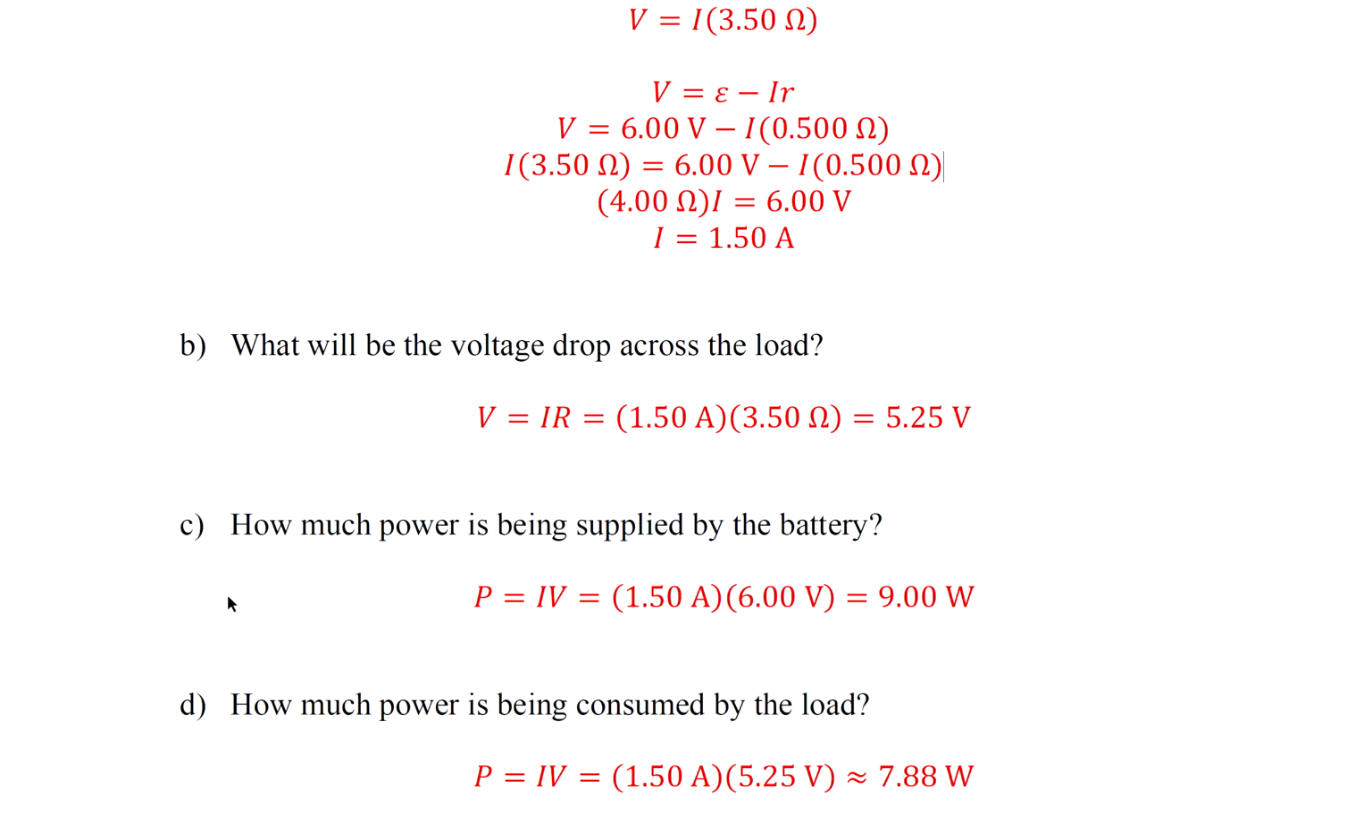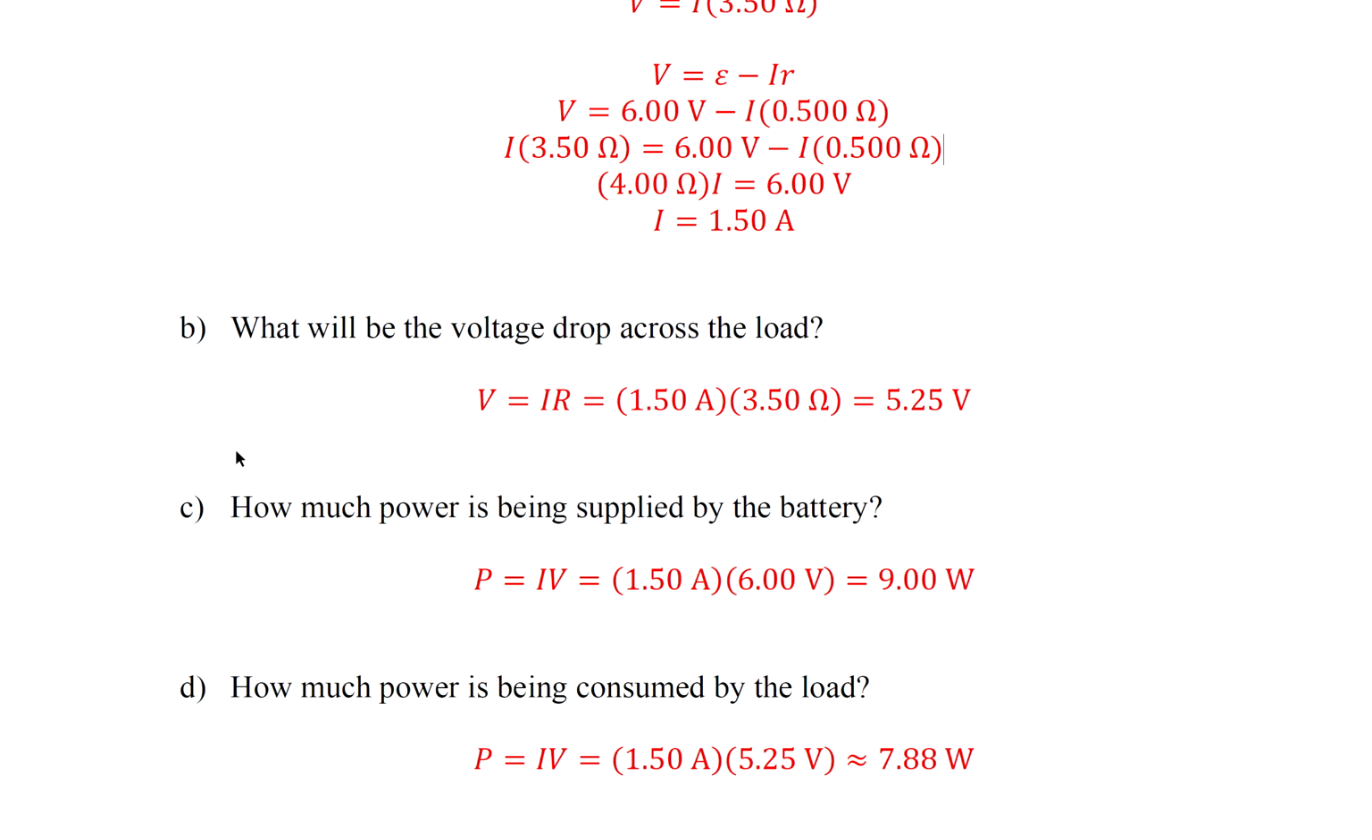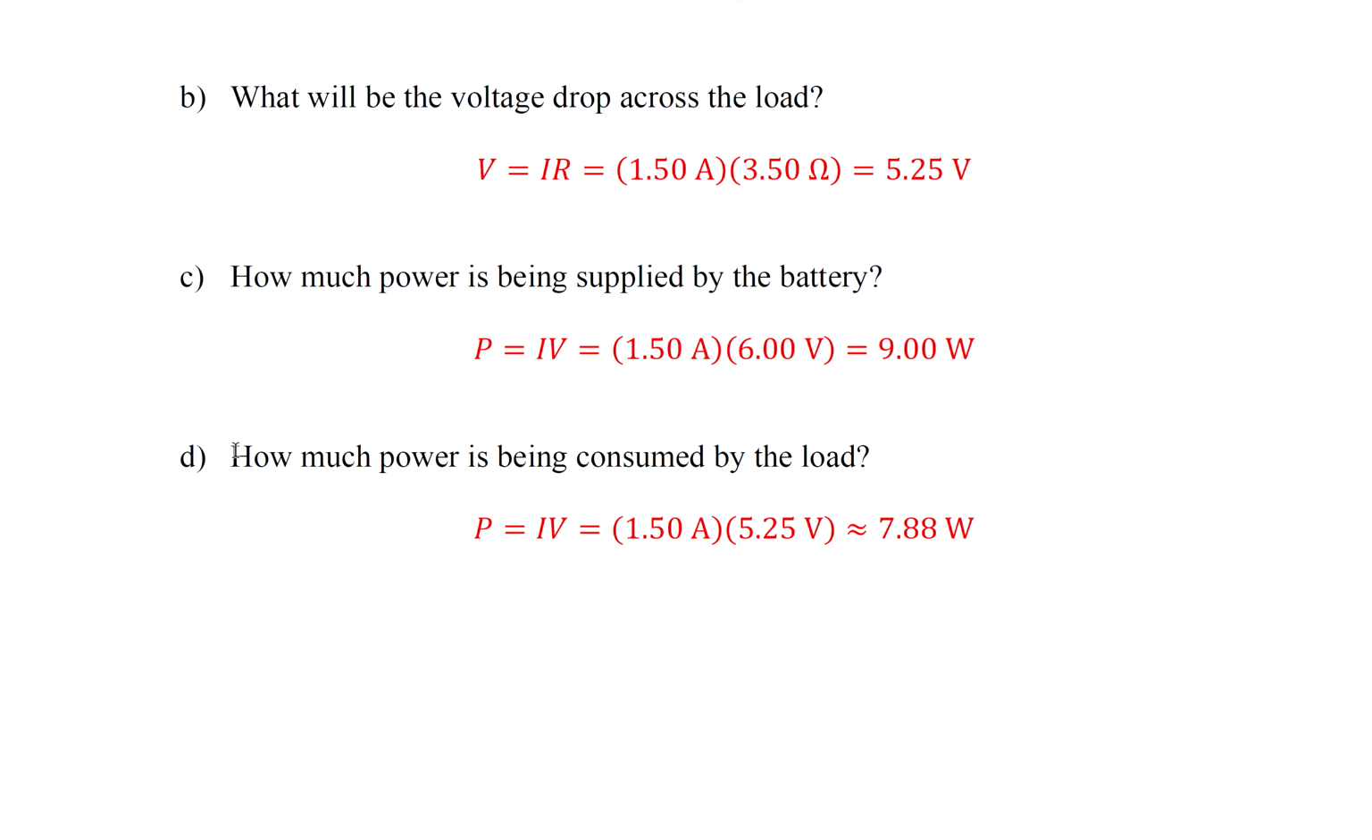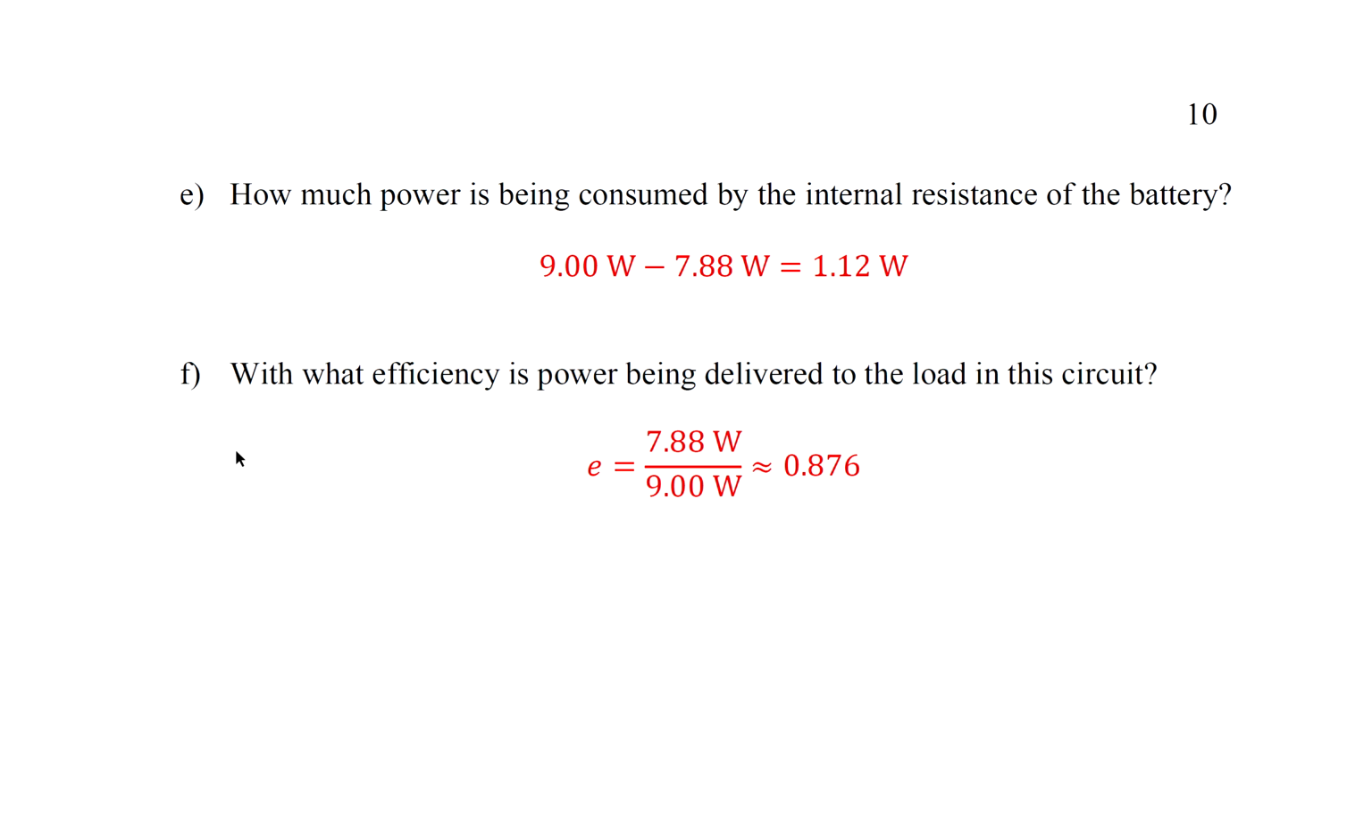Part B, what will be the voltage drop across the load? It's V equals IR, which is 5.25 volts. Part C, how much power is being supplied by the battery? P equals IV. Part D, how much power is being consumed by the load? P equals IV once again. Part E, how much power is being consumed by the internal resistance of the battery? We subtract part D from part C. Finally, part F, what is the efficiency? With what efficiency is power being delivered to the load in the circuit? It's pretty efficient, 87.6%.